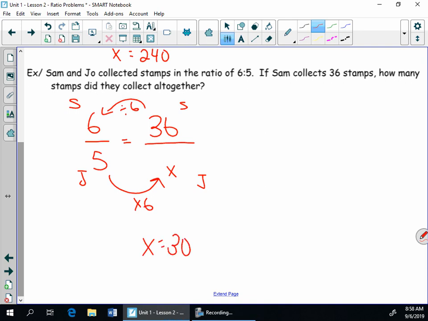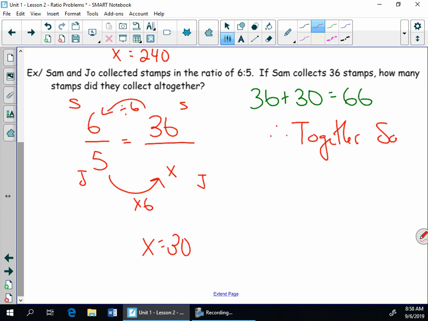Okay, so what do I know? I know Joe collected 30 stamps. Was that the question? How many stamps Joe collected? No, it's how many they collected altogether. So I've got to take Sam, that's 36, and Joe, who had 30, put them together, and altogether we got 66. Together, Sam and Joe collected 66 stamps.